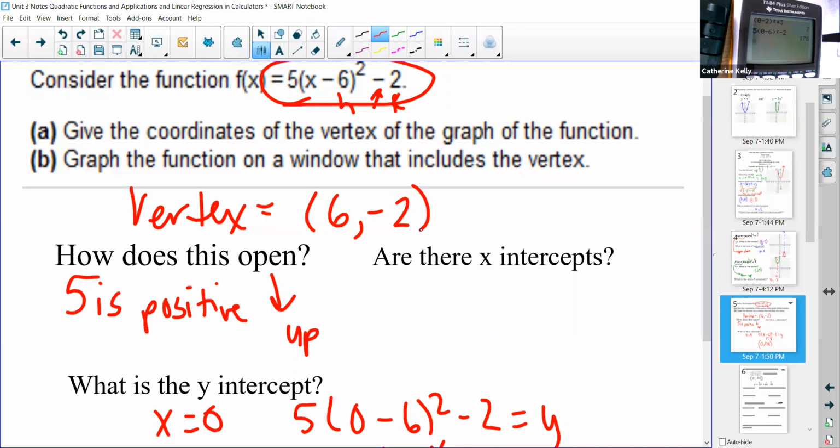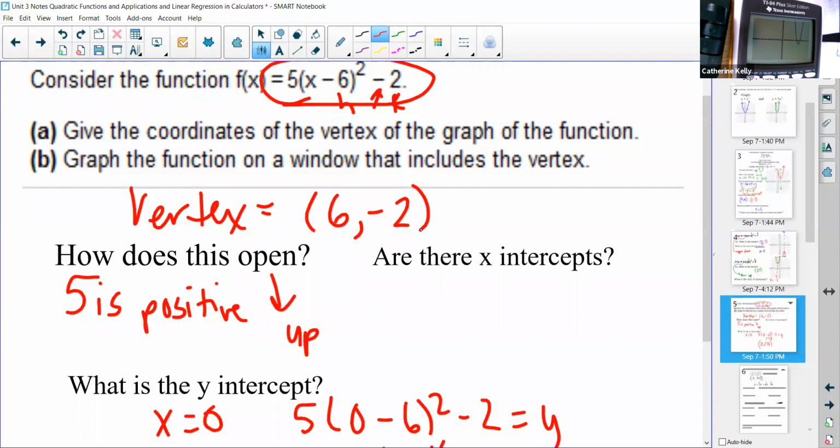So if I go to my graph, I go graph y equals 5 parentheses x minus 6 parentheses squared minus 2. And I know that the graph has to go to 6, negative 2. So a negative 10 to 10 graph window is fine. And when I do my graph, you see the vertex is 6, negative 2.